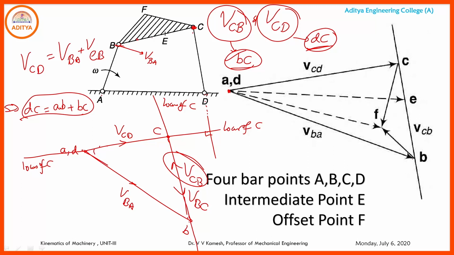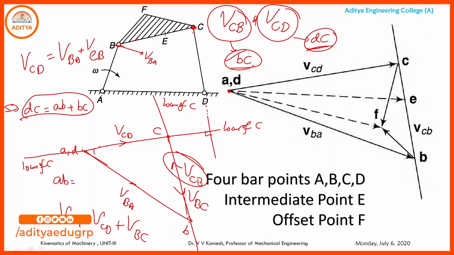Now, this VBA can be expressed as a summation of the vectors VCD plus VBC. That means AB is equal to DC plus DB, or AC plus CB.